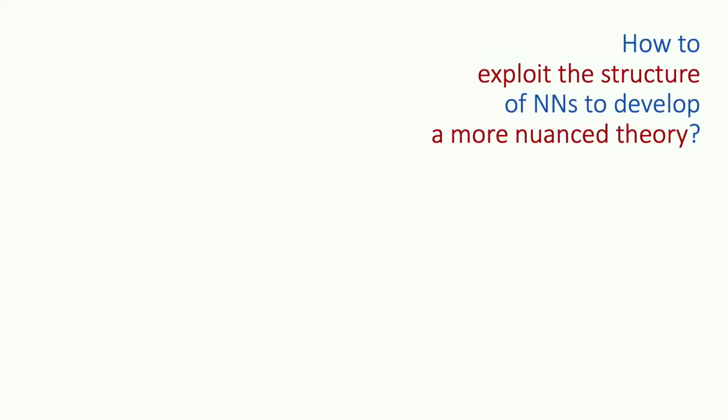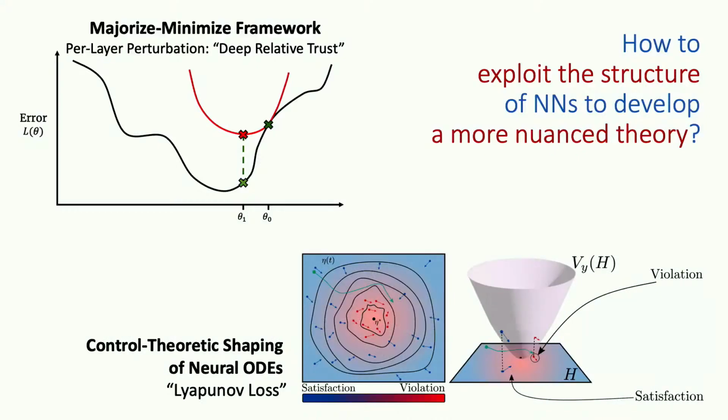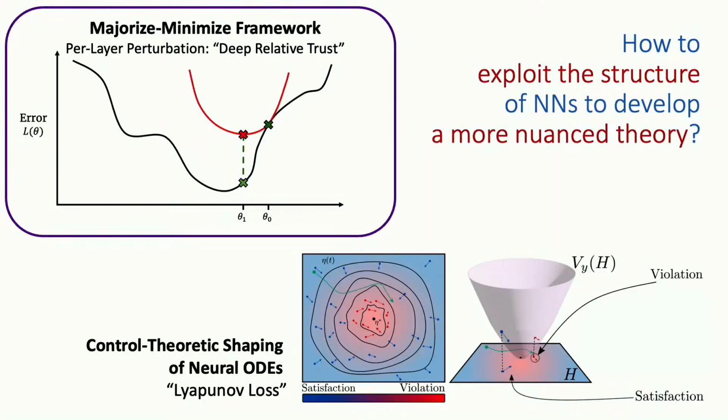More generally, the more fundamental question is how do we exploit the structure of neural networks to develop a more nuanced theory of optimizing neural networks? In the first half, I'll present work using the majorize-minimize framework and specializing it to architecture-aware perturbation bounds. And in the second half, I'll present work on using control-theoretic shaping of neural ODEs. Okay, so let's start with the first half.